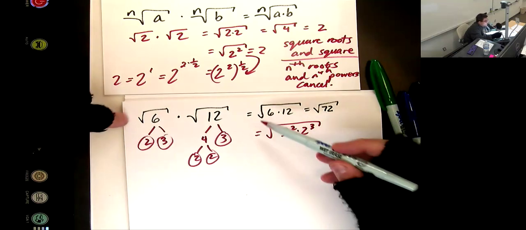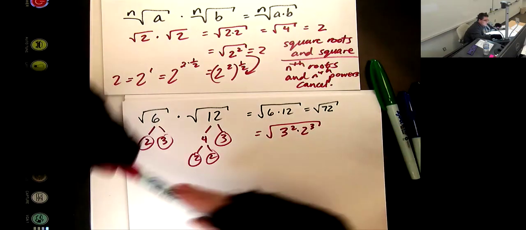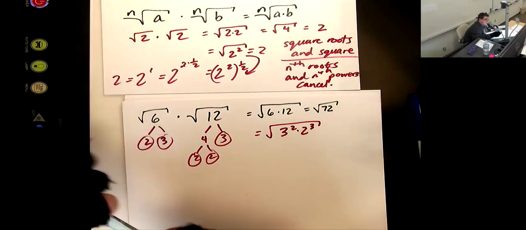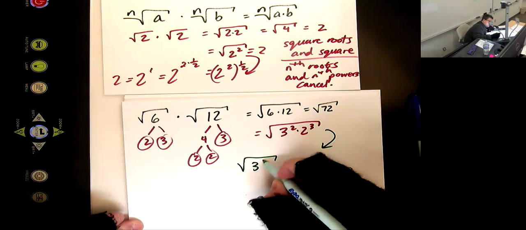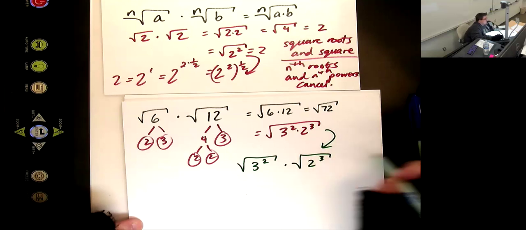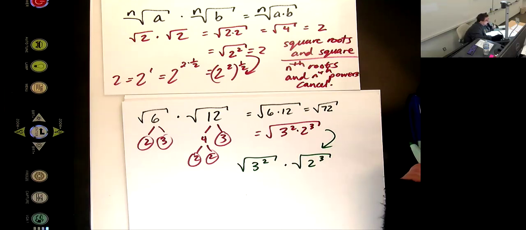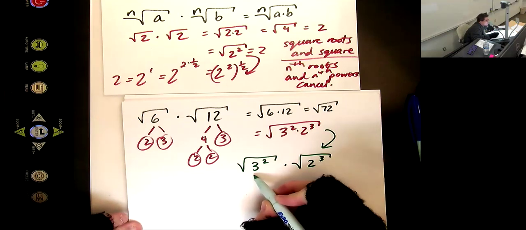Just like I put them together through multiplication, I can go the other direction and pull this apart. This can be pulled apart into the square root of 3 squared times the square root of 2 cubed. And I can go even further. Well, first off, let's just address what this is. What is the square root of 3 squared? 3.